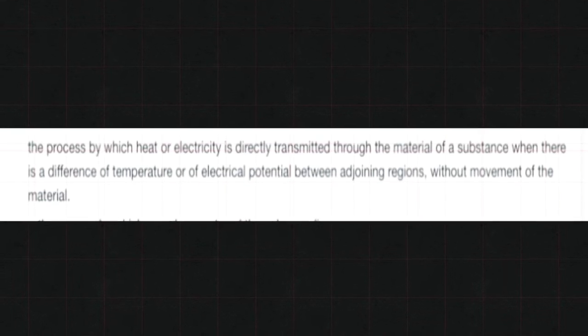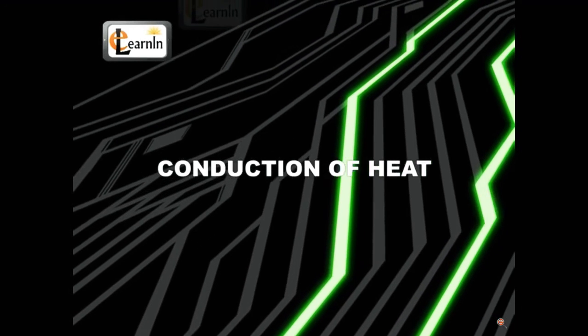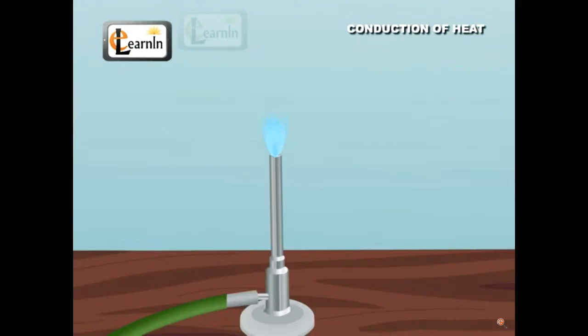Conduction is the process by which heat or electricity is directly transmitted through a material or substance when there is a difference of temperature or of electrical potential between adjoining regions, without movement of the material. This video talks about the conduction of heat. Let's perform an activity to understand the conduction of heat.